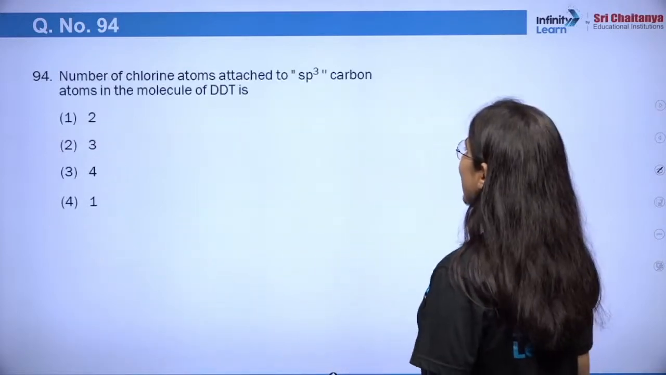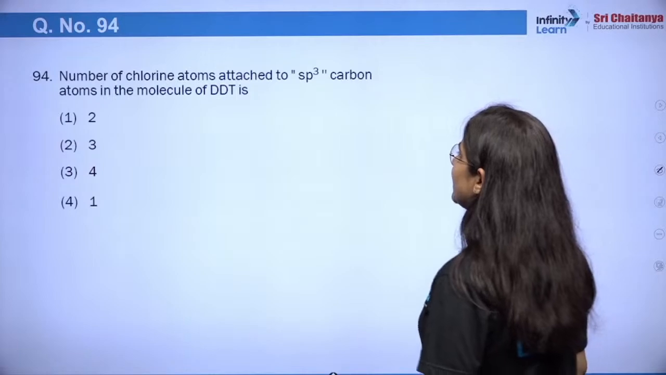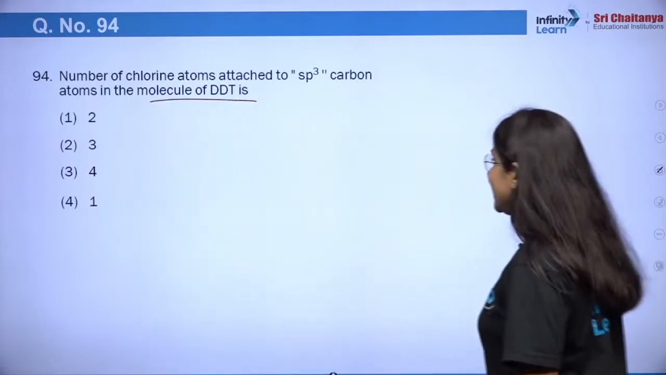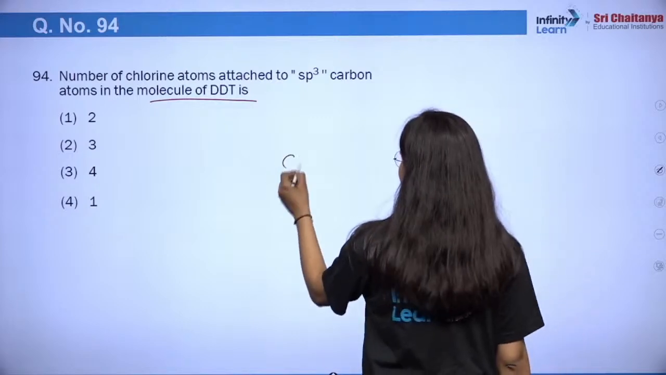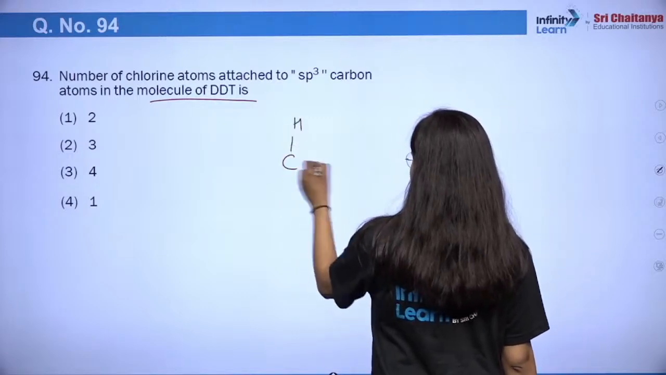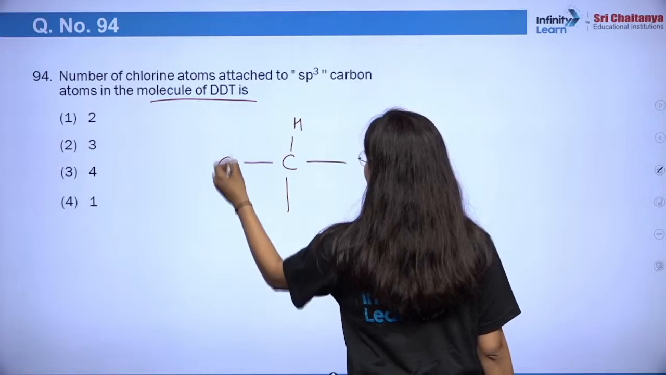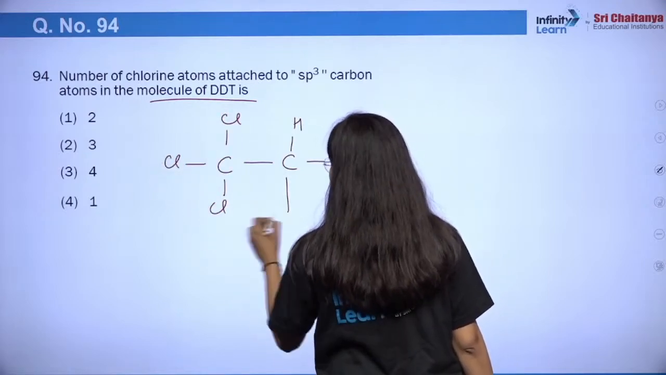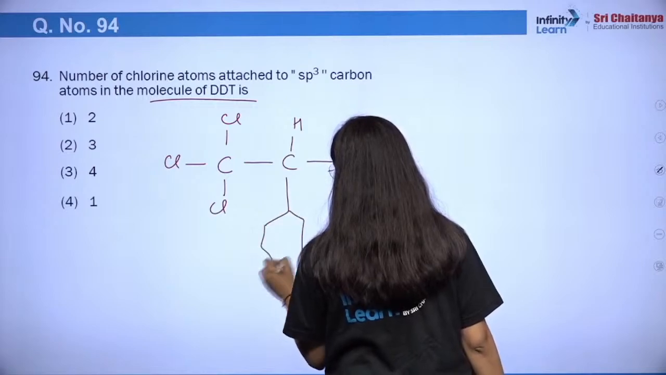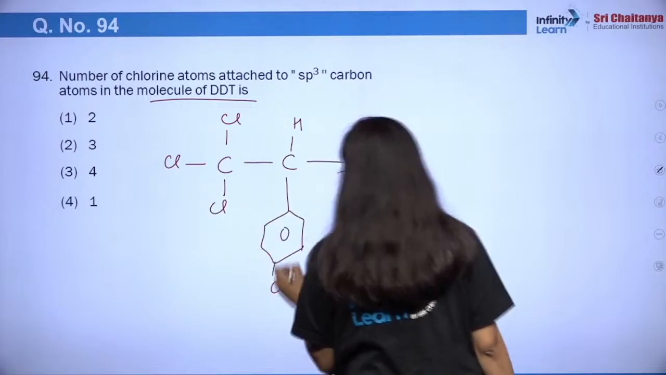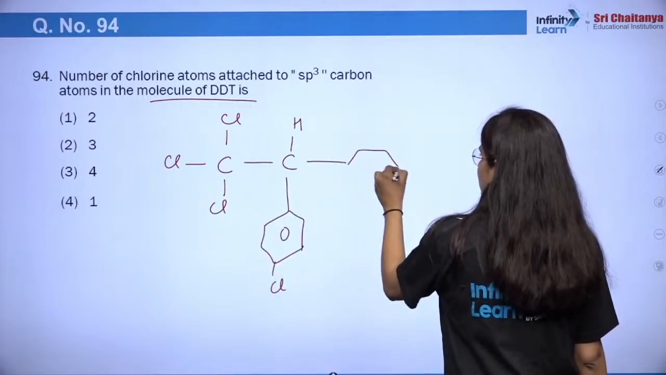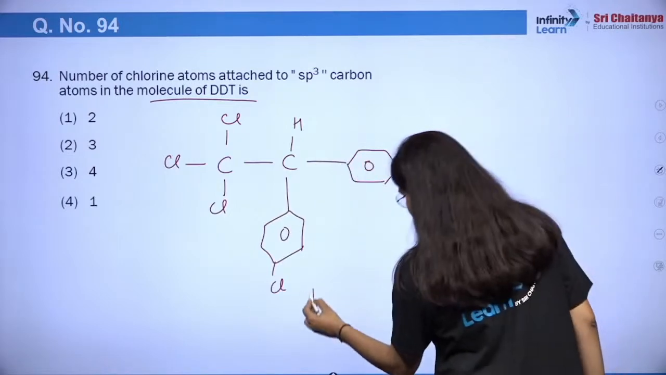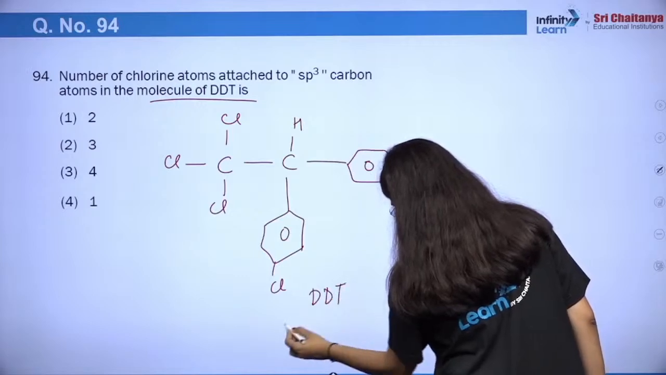Number of chlorine atoms attached to the sp3 hybridized carbon in the molecule of DDT. So for this, you should know DDT. So what is DDT? CH, here we have a carbon with 3 chlorine, and here we have 2 chlorobenzene groups. So this is the structure of DDT.